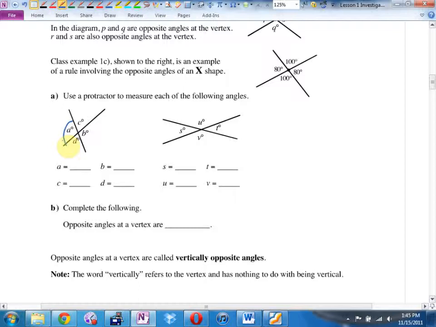110 degrees. Now that I know that, how big does angle B have to be? 110, we call that vertically opposite. How big does angle C have to be? 70, supplementary to angle A or angle B. How big does angle D have to be?